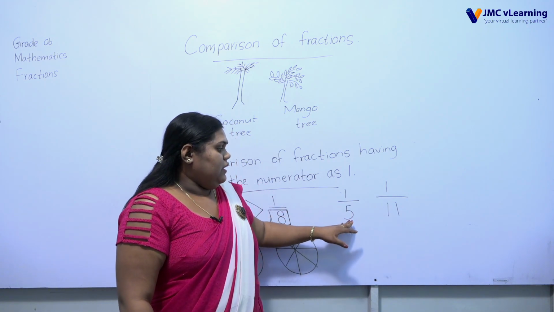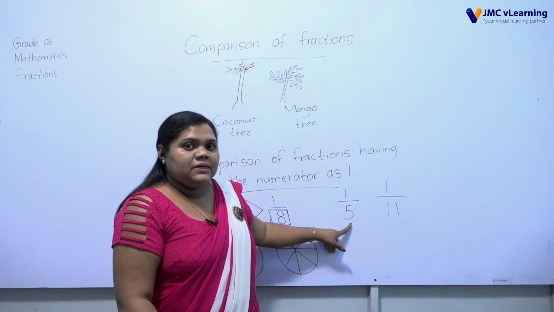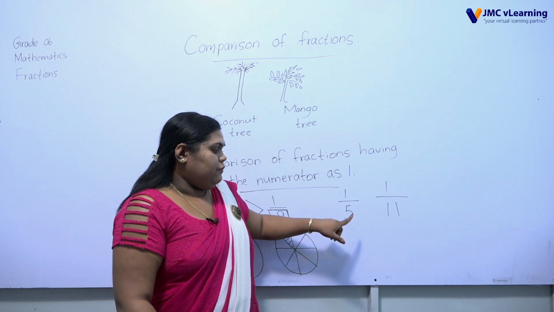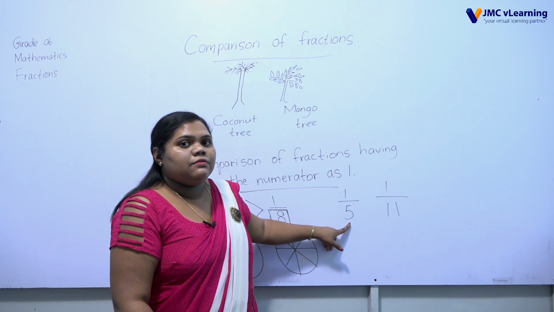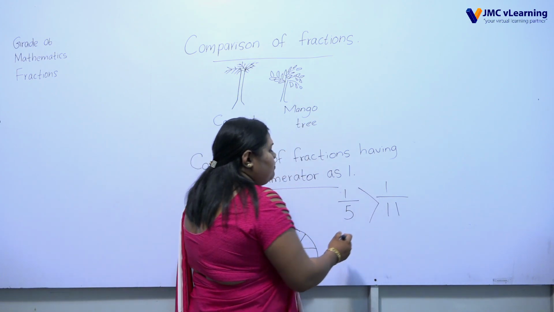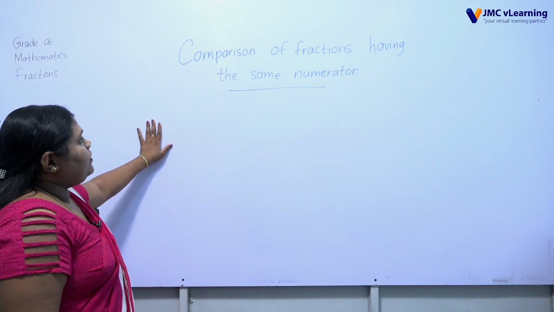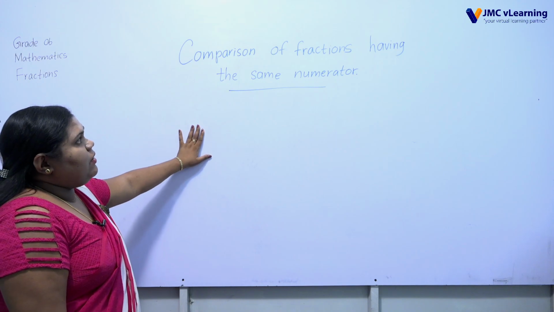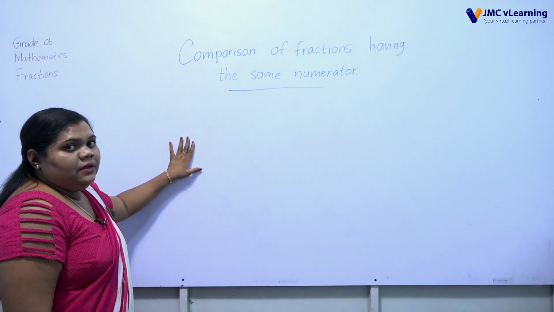It means the smaller denominator shows the bigger part. The fraction with the smaller denominator shows the bigger fraction. Are you clear? It means this 1 out of 5 is bigger than 1 out of 11. Now we are going to learn about comparison of fractions having the same numerator.